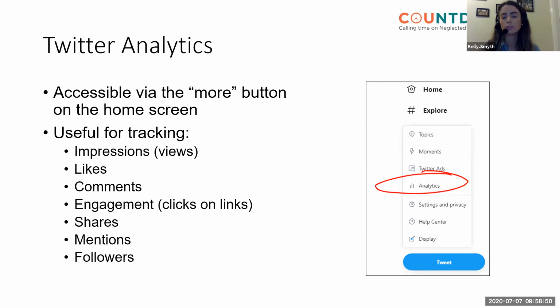And what if we want to find out more about engagement with our Twitter account and our tweets? If you're a numbers person, you may enjoy this part, but if not, please bear with me. So on the home feed screen, if you select more on the left-hand side, you'll see these options pop up, the image on the right of the screen here.